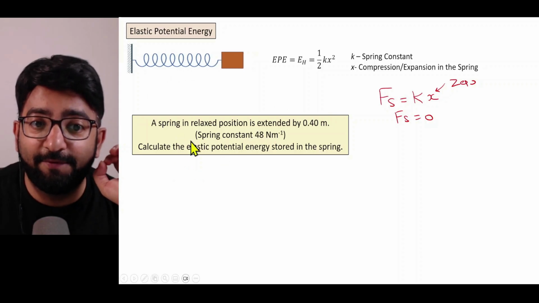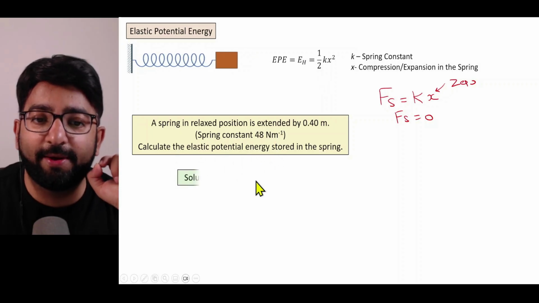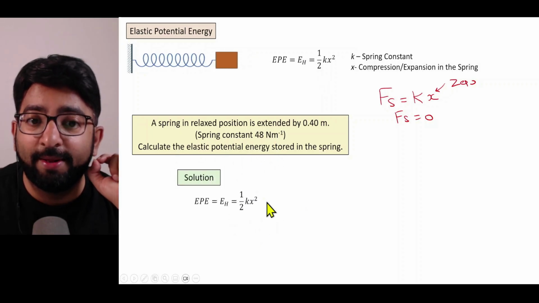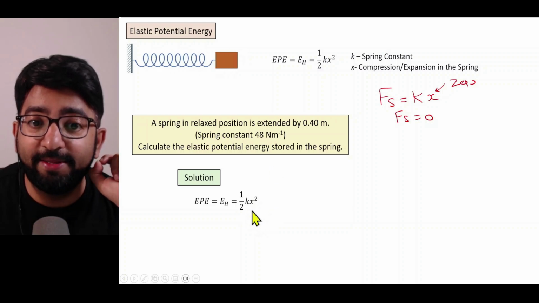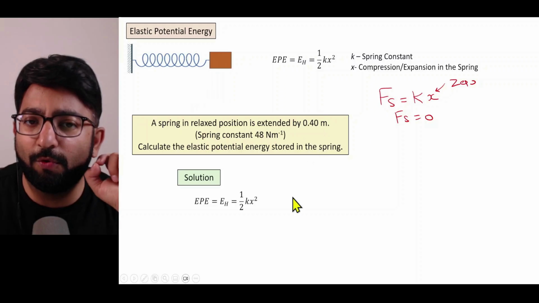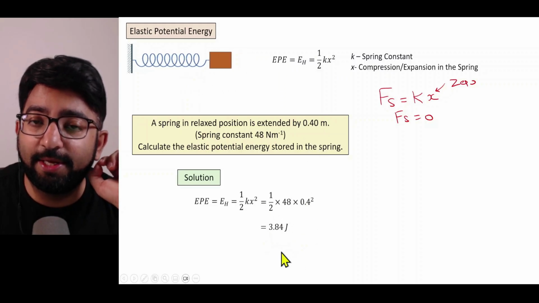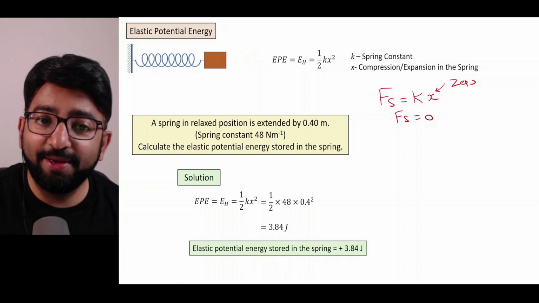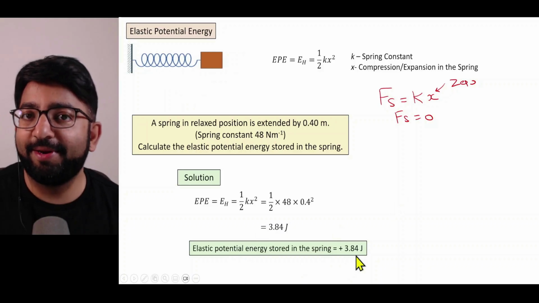Now let's analyze. We have to figure out the elastic potential energy. So the formula is half kx squared, right? The value of k, the spring constant, is already given as 48, and the extension is also given as 0.4. So that's it. Just put all the values in, and eventually we will get 3.84 joules. Hence, the elastic potential energy stored in the spring is positive 3.84 joules.